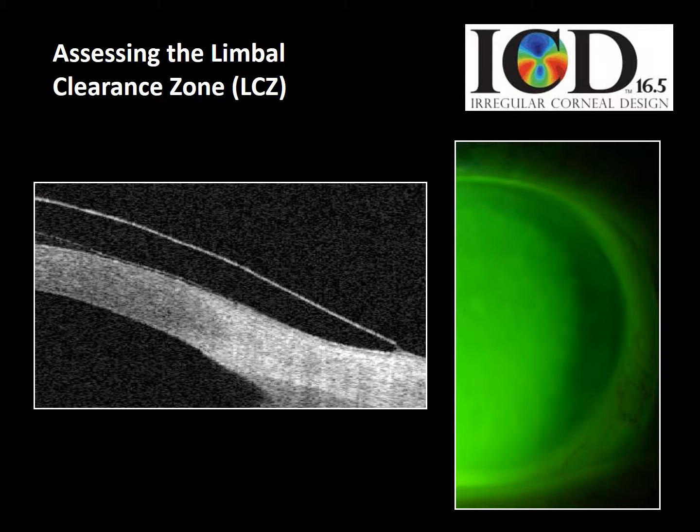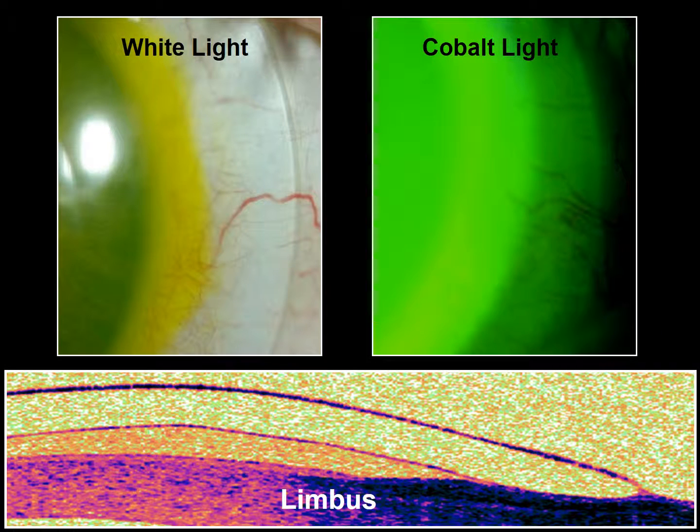Once you have the appropriate central clearance, have a look at the limbal clearance zone, or the area of clearance over the limbal part of the lens. The image shown shows minimal limbal clearance and would need to be adjusted. You can assess limbal clearance using both a slit lamp or an OCT. With a slit lamp, we recommend using a white light to assess how much fluorescein bleed there is over the limbal zone and onto the sclera. You can also use an OCT, which will help you see exactly how much clearance you have over the whole limbal zone.